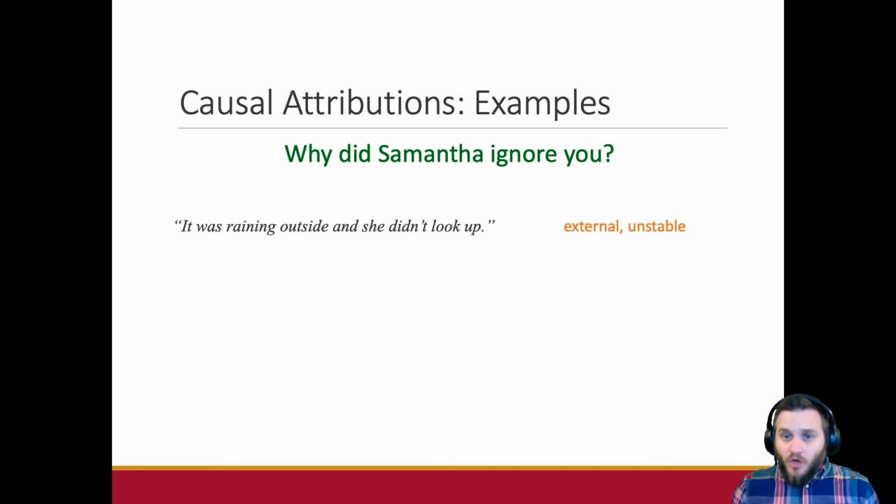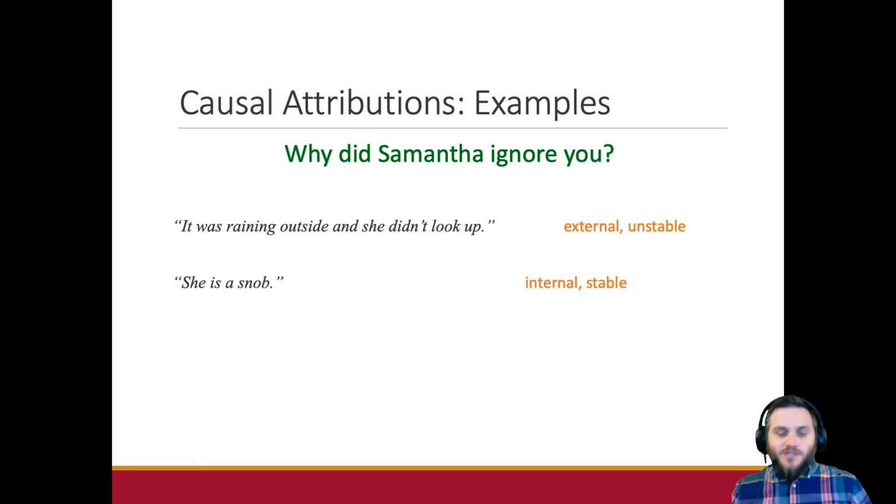So this is an external locus because it has nothing to do with the person itself. The rain is environmental, obviously. And she didn't look up. Well, while raining as a weather phenomenon is chronic, yes, it rains often, unless you're in some sort of desert environment where it doesn't rain often. This one would be considered unstable because she didn't look up because it was raining, not for any other reason. And so it was some sort of temporary, fleeting thing. Okay, so that's why this would be considered unstable.